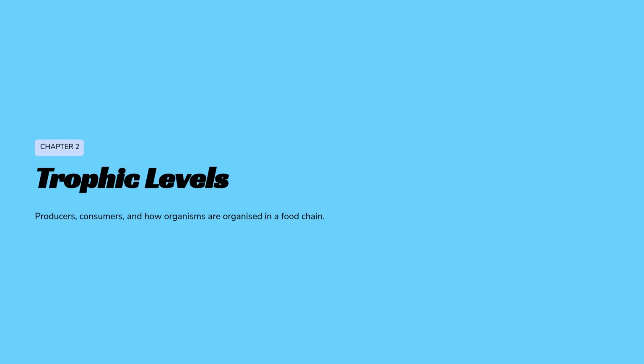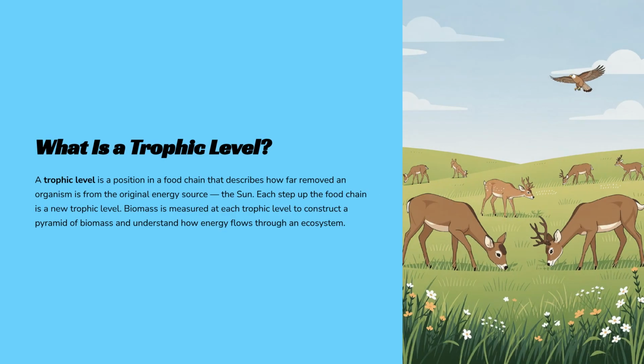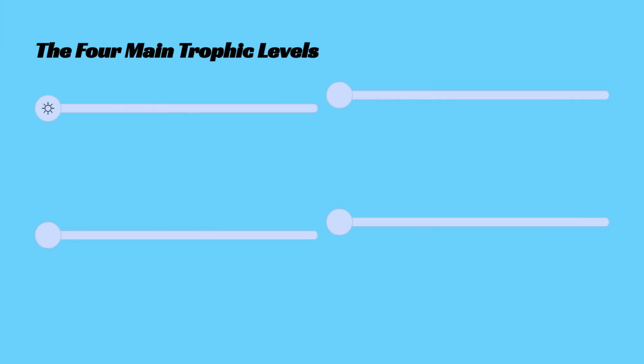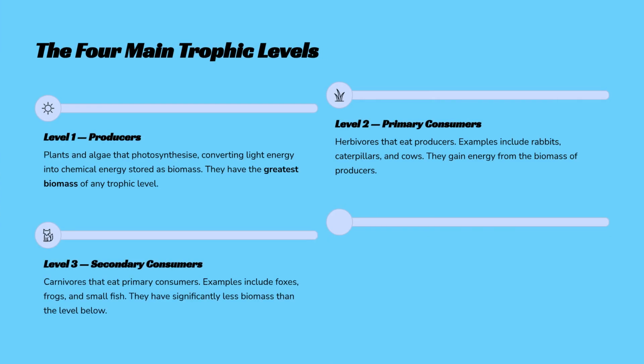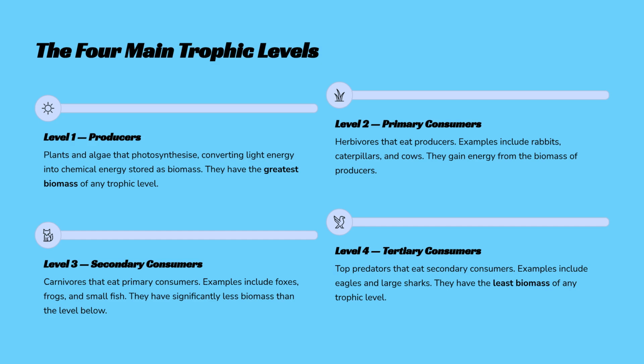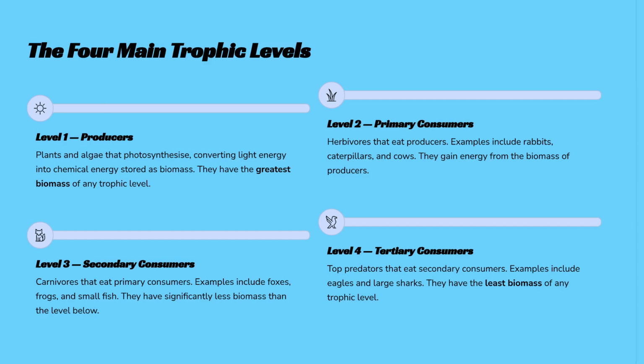Moving on to Chapter 2, Trophic Levels. We'll explore how organisms are organized within a food chain. A trophic level describes an organism's position in a food chain based on its distance from the original energy source, the sun. The four main trophic levels are producers, primary consumers, secondary consumers, and tertiary consumers. Each level has progressively less biomass.